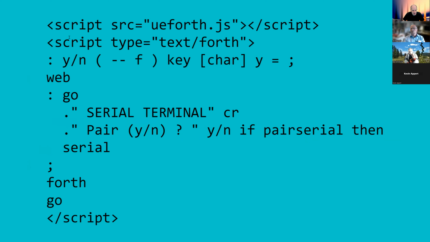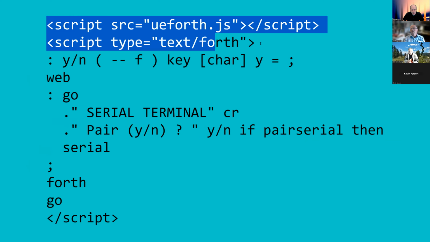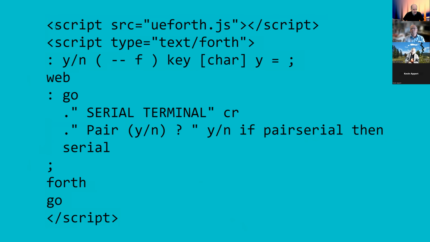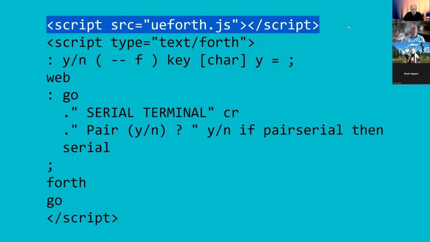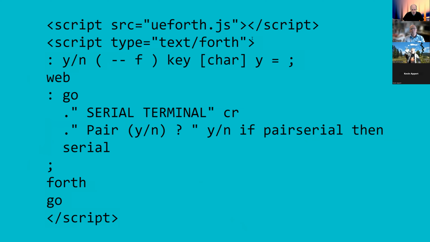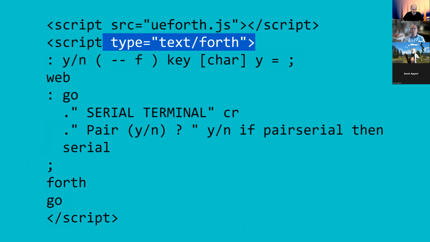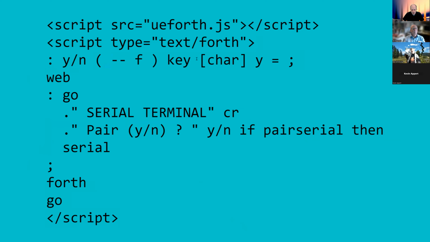I can then, µEforth can be embedded in a web page. So this is a tiny little web page minus the HTML boilerplate at the top. I can use a script tag to pull in µEforth, and then I can have my Forth script tag. I define a word yes, no that reads in a key and checks to see if it is the Y character, and returns a non-zero value in that case, or 0 otherwise.